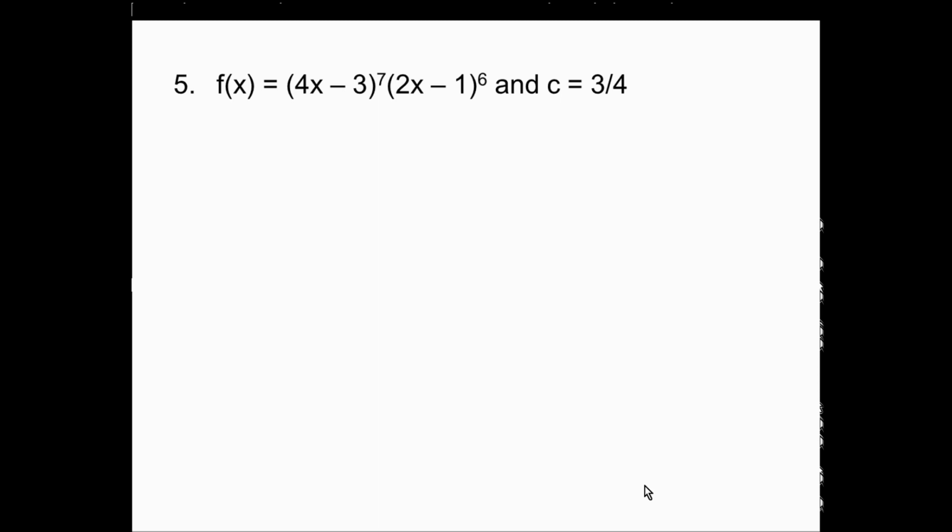I've got one more. It's the same function, but I'm going to change my value of c. So f(x) is (4x - 3) to the 7th times (2x - 1) to the 6th, and this time c is equal to 3/4. Again, if we plug in 3/4, do I get 0? 4 times 3/4 is 3, and 3 minus 3 is 0. So 3/4 has odd multiplicity, because of the 7. Remember, odd means it's crossing. It crosses the x-axis at x equals 3/4.